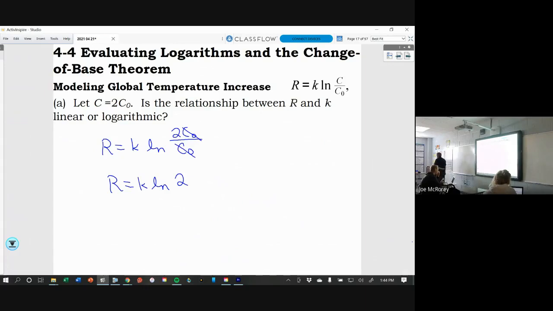Okay, I have no clue. Let's try this. Let's just pretend this is y, and let's pretend this is x. Type it in your calculator. Go to y equals, graph it. What's the ln? It's the button right there. It's linear. So who's one person who didn't say it? Now, what's the natural log of 2? What's the natural log of 2?